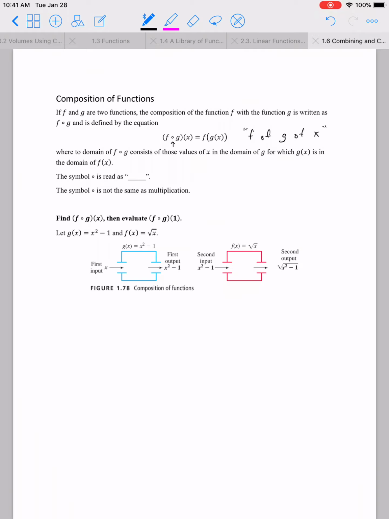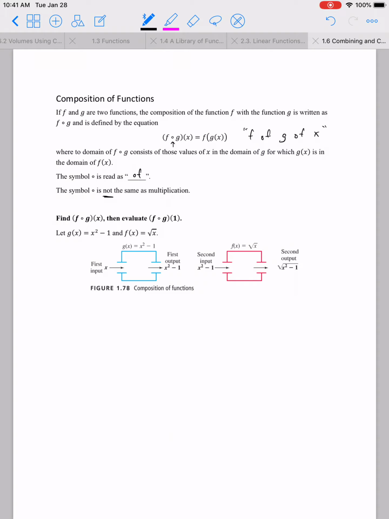So it's the values of x in the domain of g for which g of x is in the domain of f of x. So what I'm saying here is, say for example, 7 isn't in the domain of f, and the result of g of x is 7, then it's not going to work, because it's going to give you something into f of x that's going to break it, okay? And the symbol is read as "of," as I was describing above, and it's not the multiplication symbol.